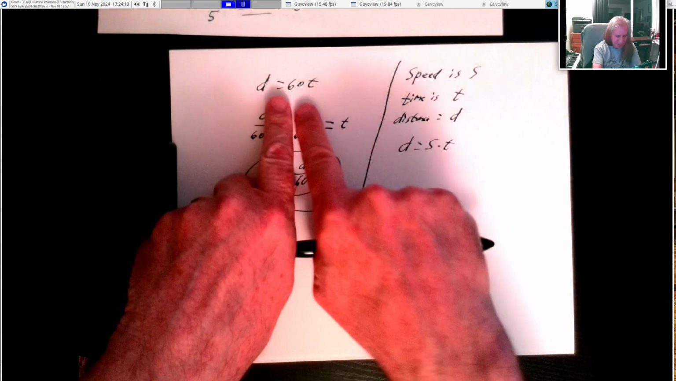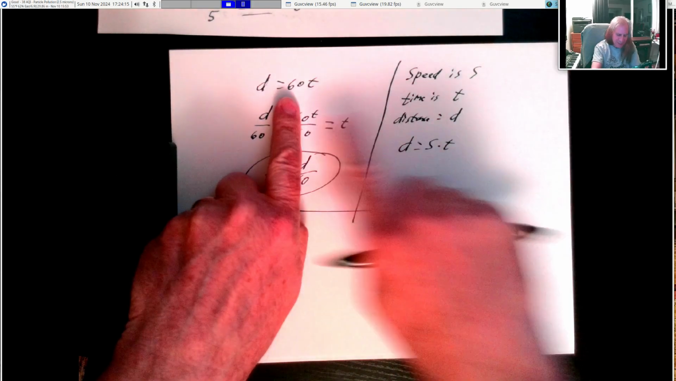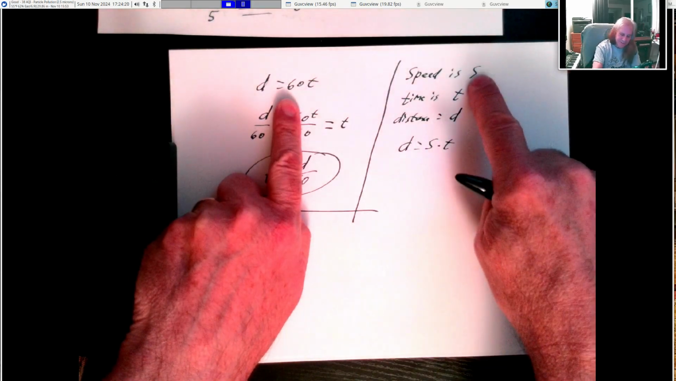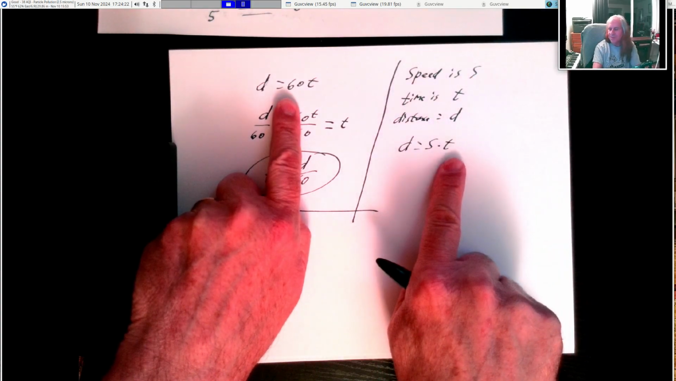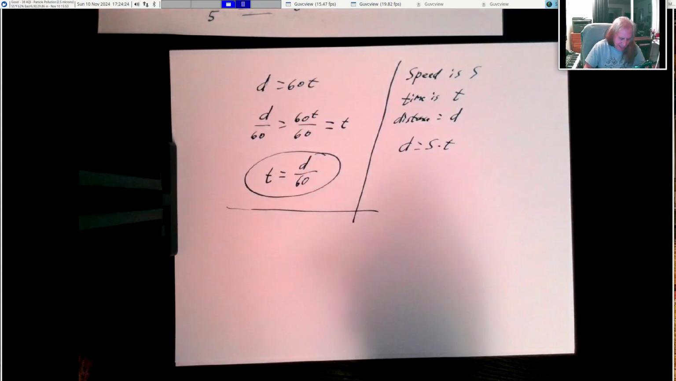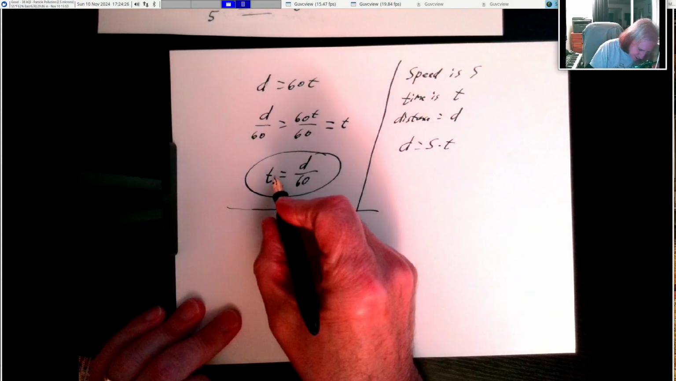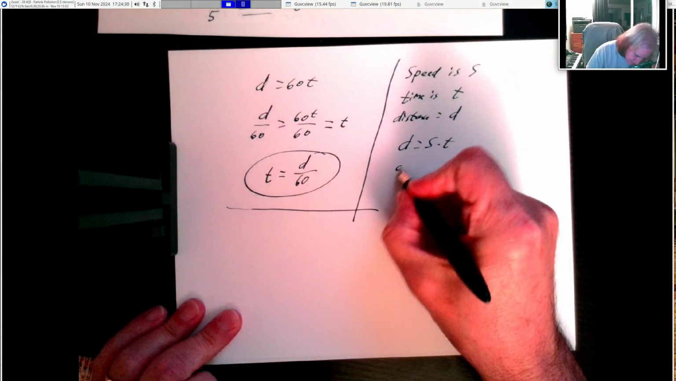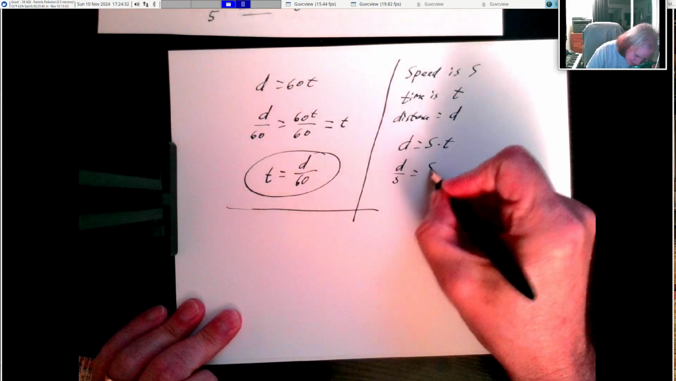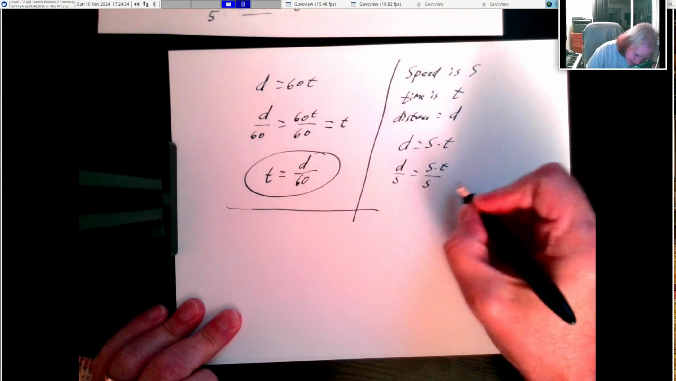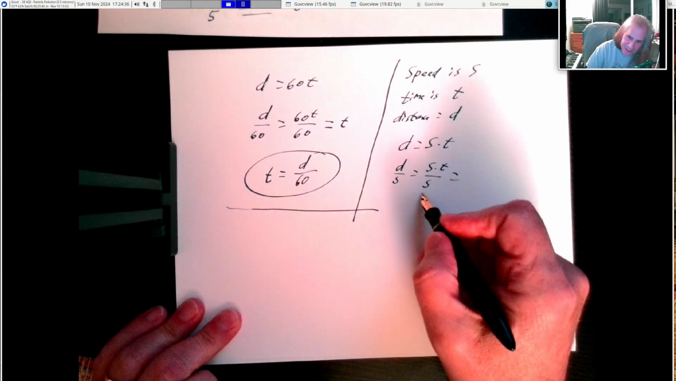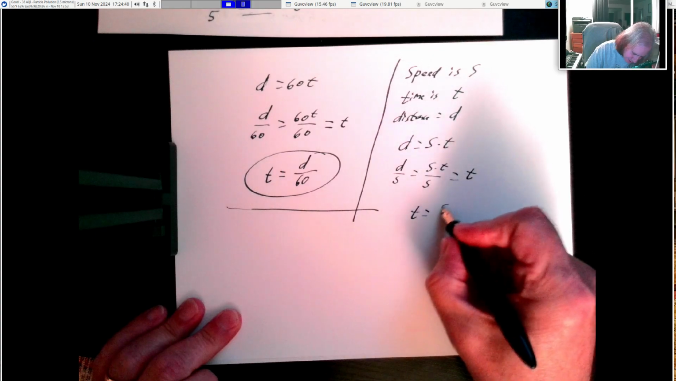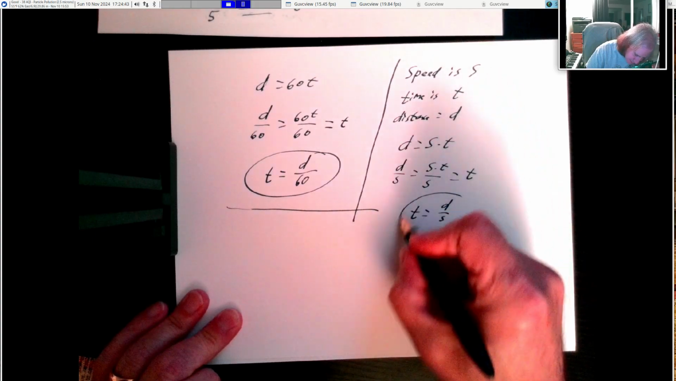And that is exactly like this, where our speed was 60, we got d equals 60 times t. If our speed was 50, we would find d equals 50 times t. And just like we got a formula over here by dividing both sides by 60, we can now say d divided by s equals s times t divided by s. And t times s divided by s is just t. And so we can get another formula, t equals d over s.